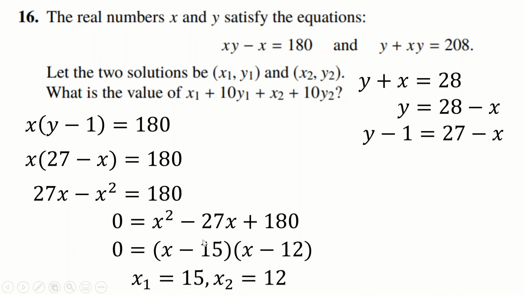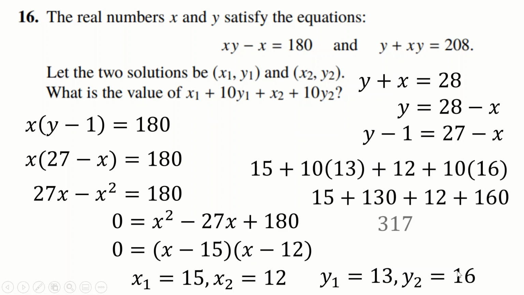And I've said that's x1 and x2 because those are the two x solutions. Now I need to say what y1 and y2 are. Well, if x1 is 15, then that makes y1 13. And if x2 is 12, that makes y2 16. And notice it doesn't matter which order I wrote those two things in because this is a symmetrical thing they're going to ask me to do. So I've got x1, which is 15, plus 10 lots of 13, plus 12, plus 10 lots of 16. And that should be fairly straightforward for me to do. And I get my answer.